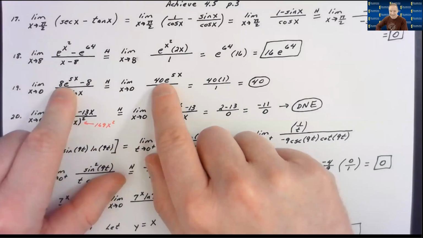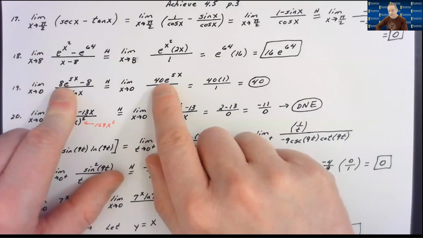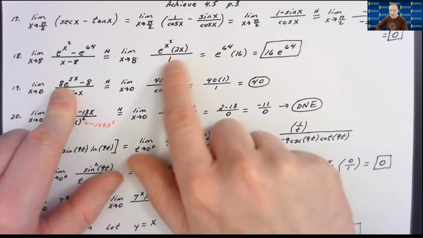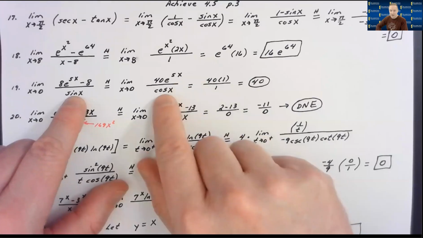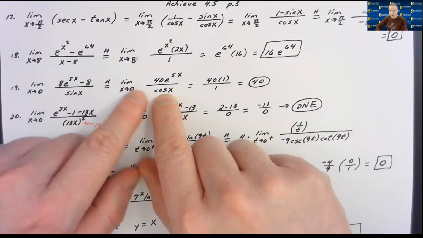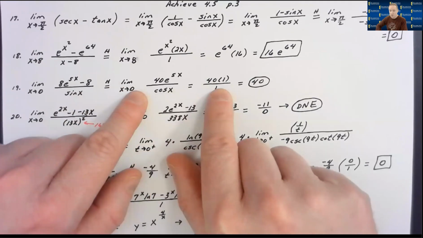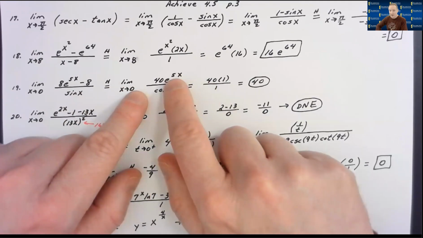Derivative of 8e to the 5x would be 8e to the 5x times 5. That's where the 40e to the 5x came from. My denominator derivative of sine is cosine. Now I know I'm done because the cosine evaluated at 0 is just 1. Your numerator evaluated at 0.